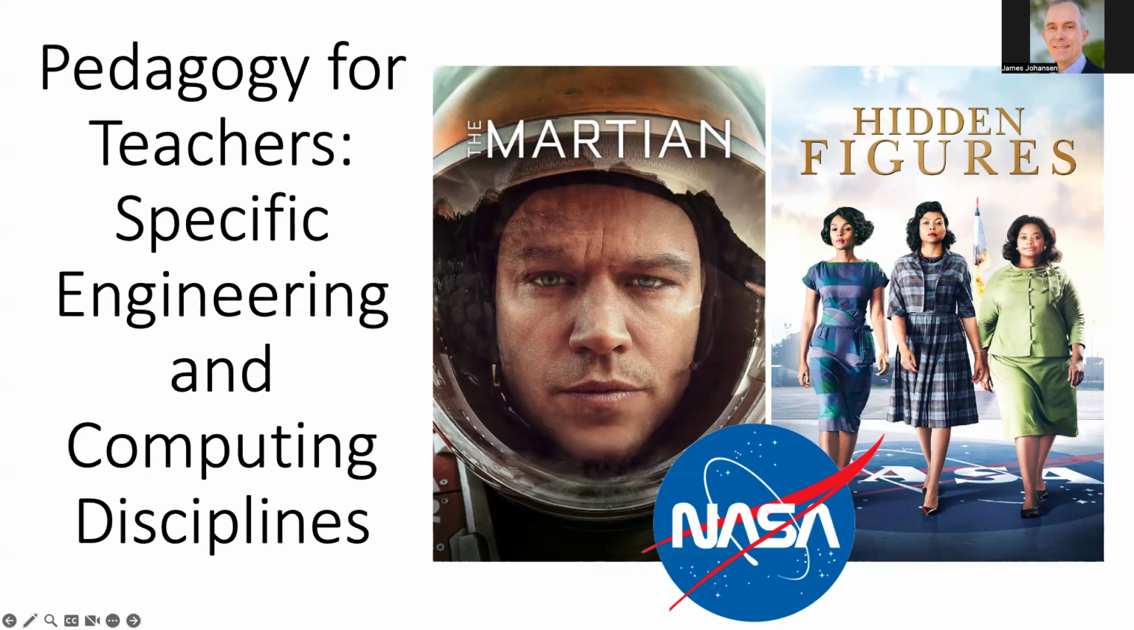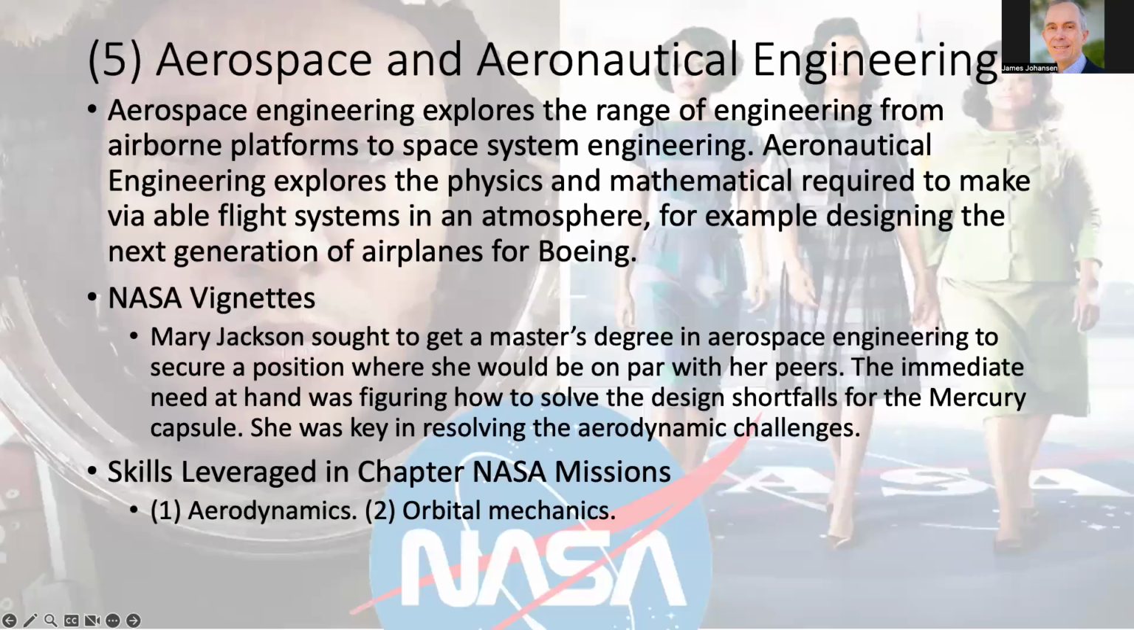Okay, now we're going to get more specific, and we're going to be thinking about 6 different engineering and computing disciplines one at a time. First, aerospace and aeronautic engineering. Aerospace engineers explore the range of engineering from airborne platforms to space systems engineering. Aeronautical engineering explores the physics and mathematics required to make viable flight systems in the atmosphere, for example, designing the next generation of airplanes for Boeing.